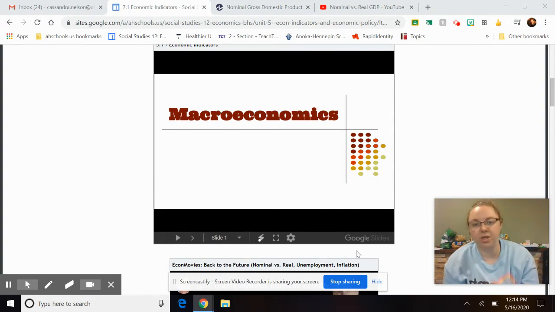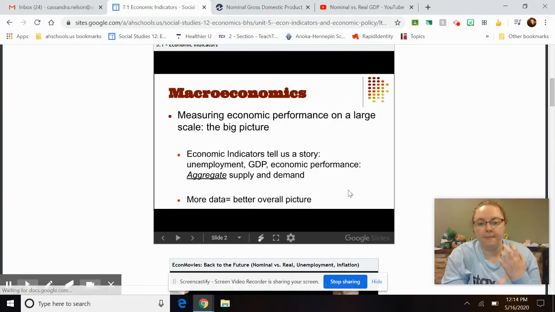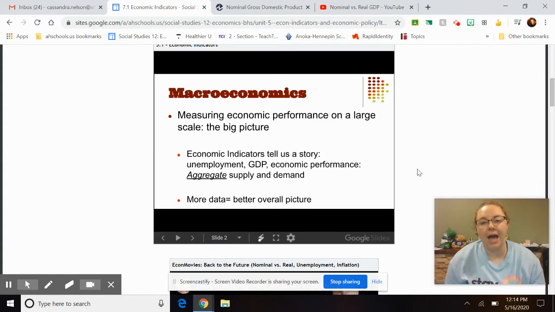Macroeconomics is the big picture. It is everything put together to make sense of the economy. So in order to get macro, you have to know how to calculate the microeconomics, which is what we've done the entire time before this. So we're going to get into macroeconomics now. And it is putting everything together, which means it can be a little bit confusing. So I'm going to try my best to explain this to you.